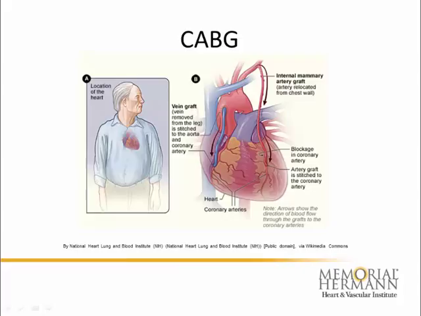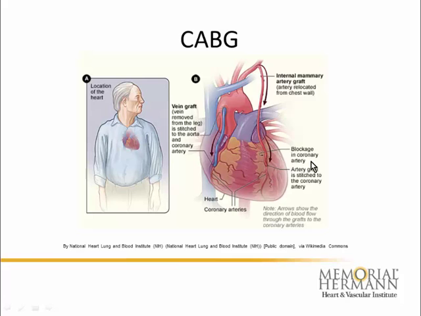Another picture of what coronary bypass surgery looks like. So everybody knows, the heart is located in the middle and a little to the left of midline. So our sternal incision here gives us great exposure of it. Again, the internal mammary artery comes off of the artery going to the arm and is sewn to the coronary artery downstream from where the blockage is.